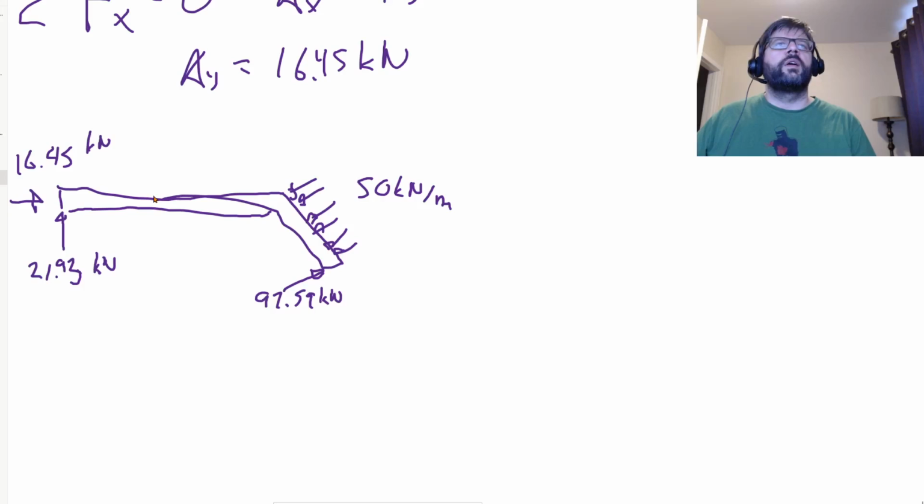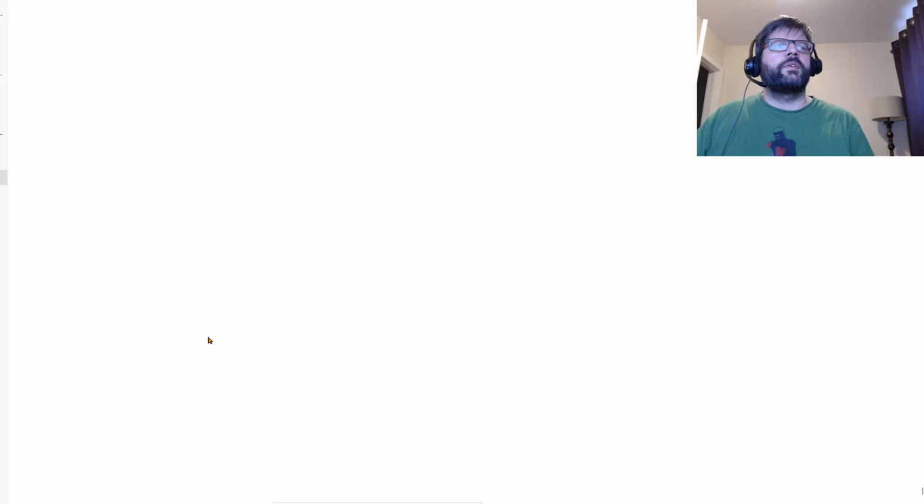Right here, point C is located, come on OneNote, show me the rest of the drawing. Anytime now. Point C is located 1.5 meters away from the joint there.